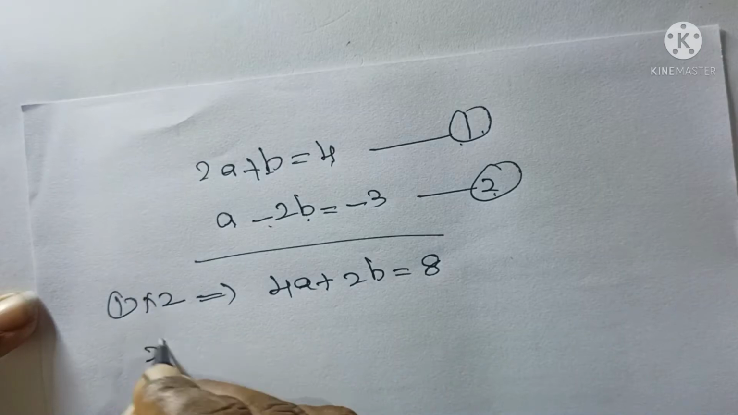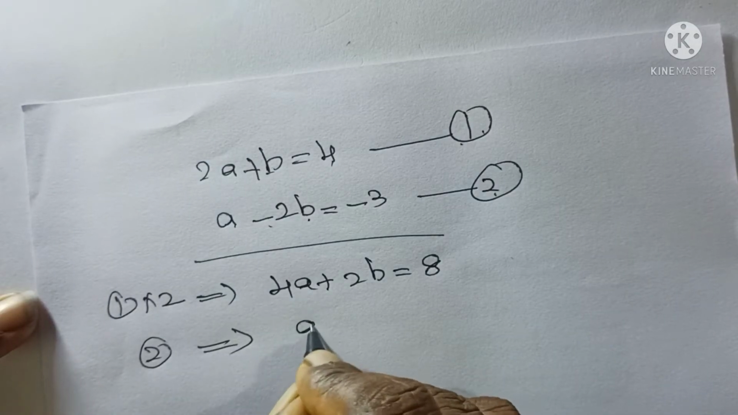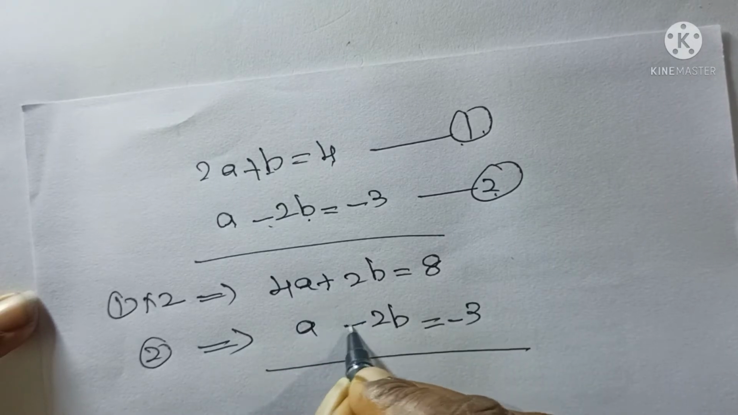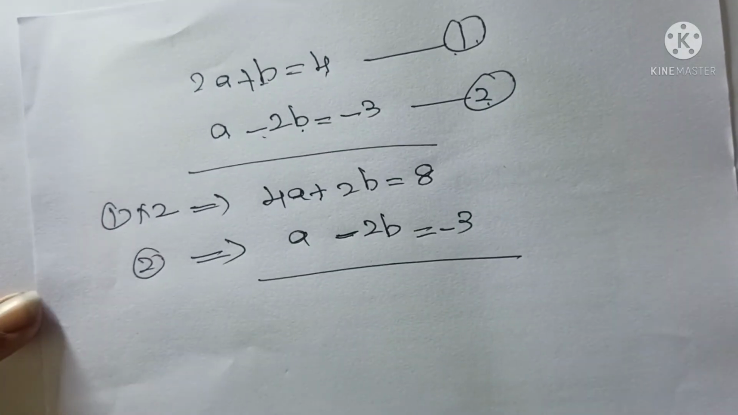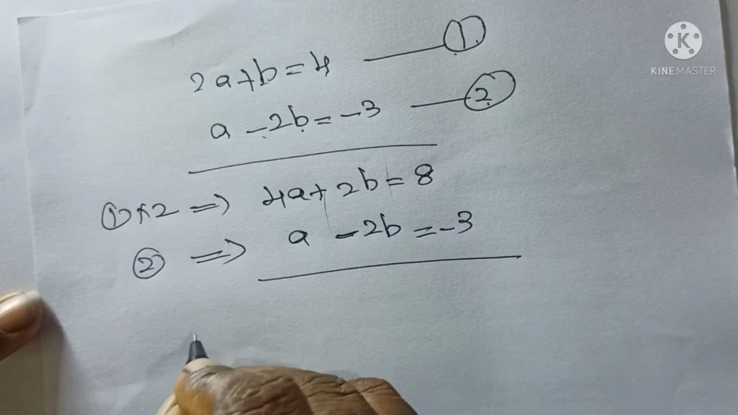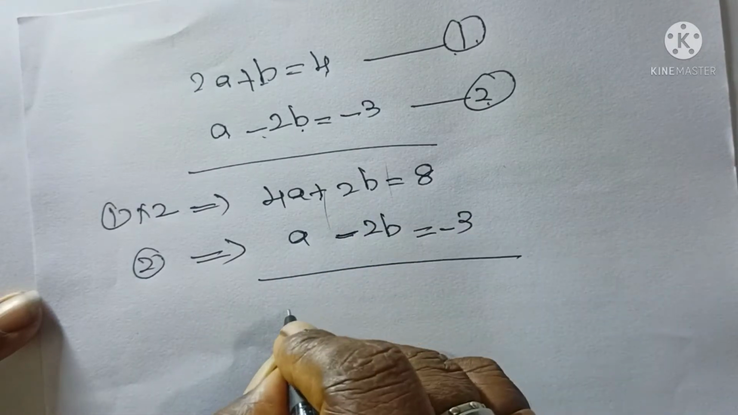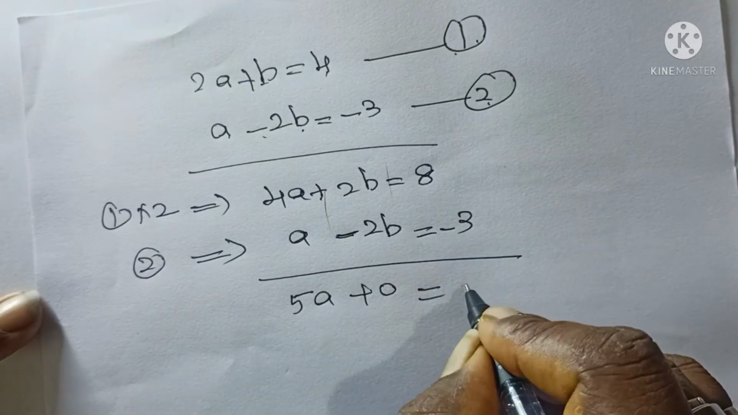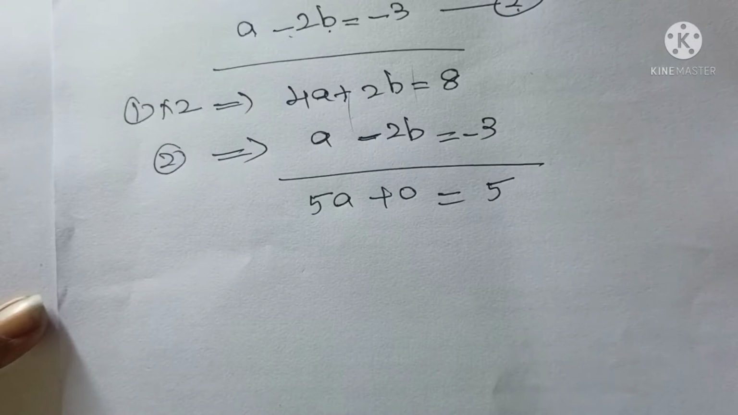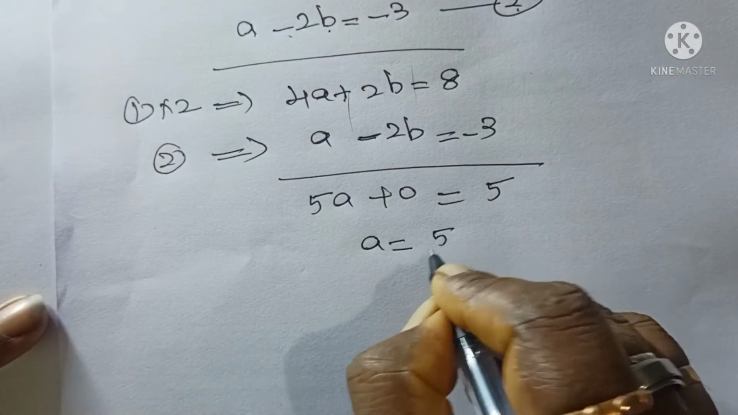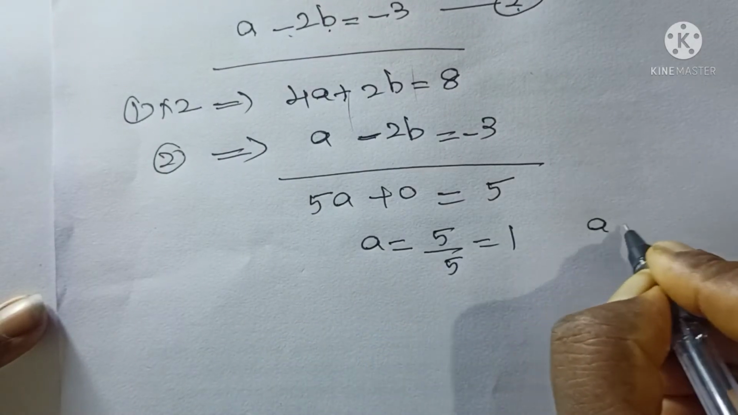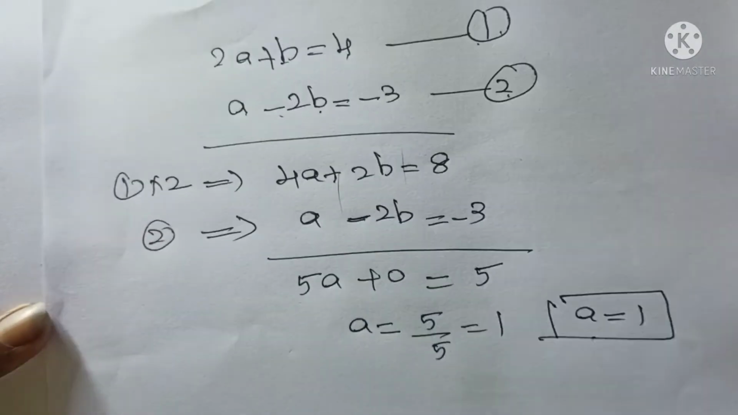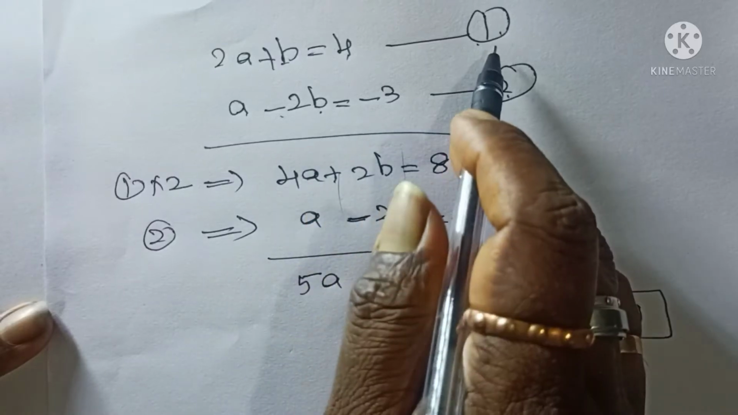Again you have to write this equation here. So A minus 2B is equal to minus 3. Here plus, here minus. So you have to add, then only you will get this term as 0. Correct. So 4A plus A, 5A plus 0, which is equal to 8 minus 3, 5. So what is A? A is equal to 5 by 5, which is equal to 1. So what is the value of A? 1.